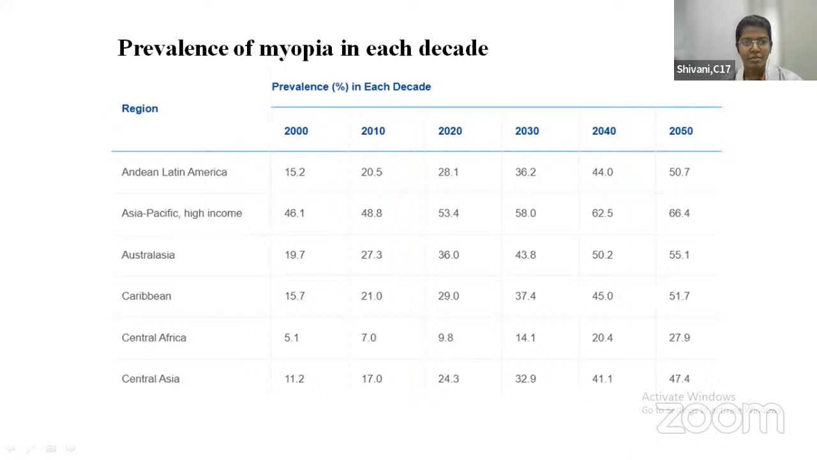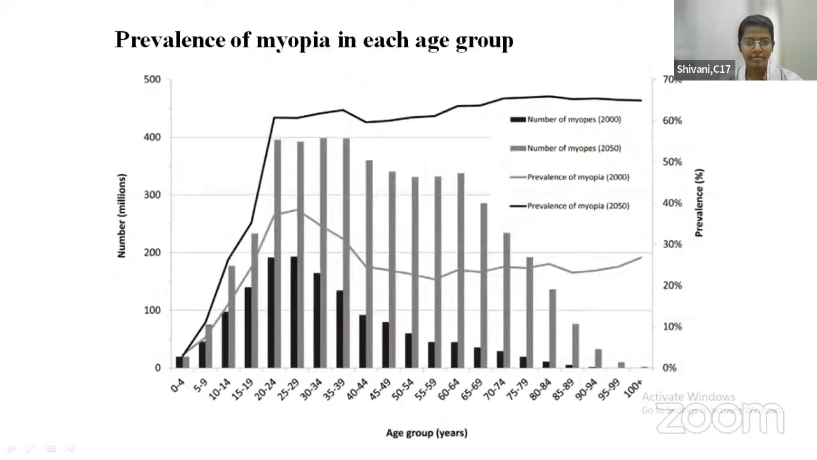The tabular column shows the prevalence of myopia in each decade and different regions of the world. The graphical representation shows the prevalence of myopia in different age groups.